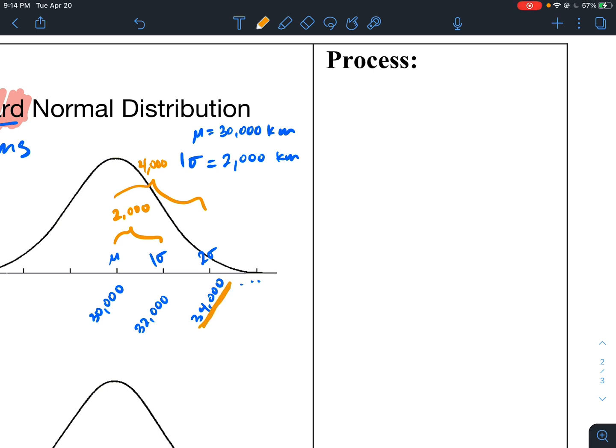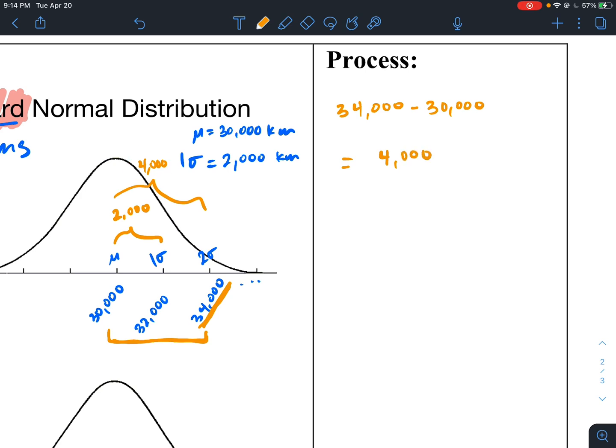I can find out how far away this is, how many standard deviations this is from the mean, by first taking the distance away from it. So I take 34,000 and subtract 30,000, which is the mean. What I'm doing, again, is finding the distance from here to here. The distance from the mean is the data value minus the mean. That gives me 4,000, which is my distance, like I said before.